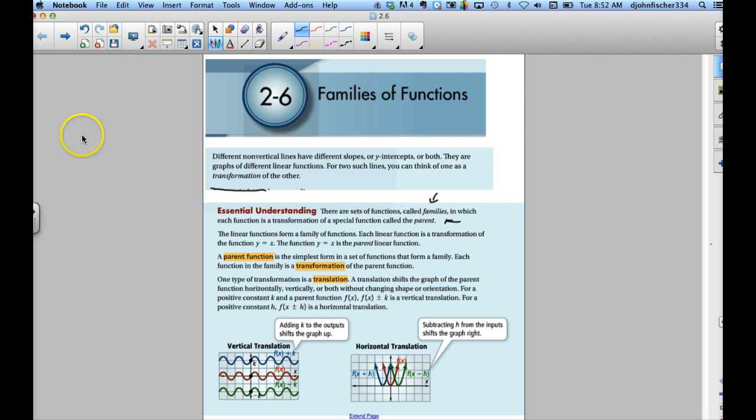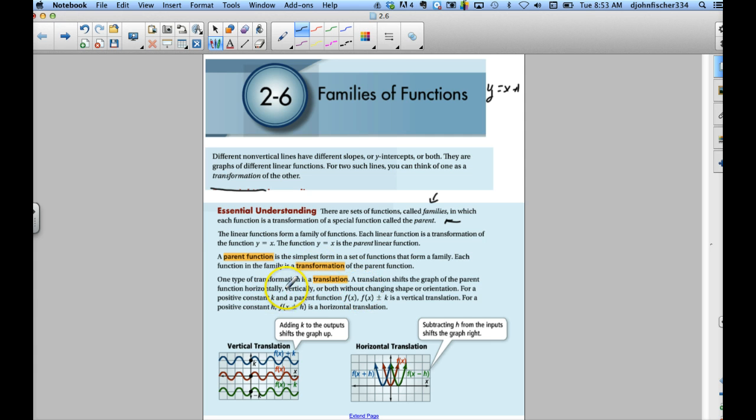So for example, if y equals x is the parent function, then y equals x plus 1 is a family of function because it moves the graph up 1 unit. One type of transformation is a translation. A translation shifts the graph of the parent function horizontally, vertically, or both without changing the shape or orientation.